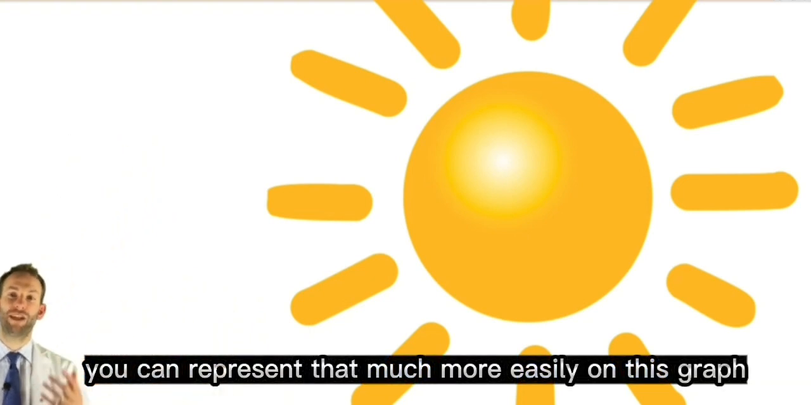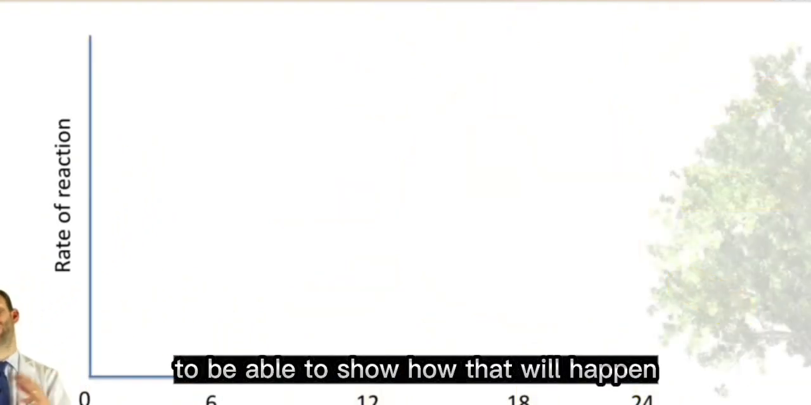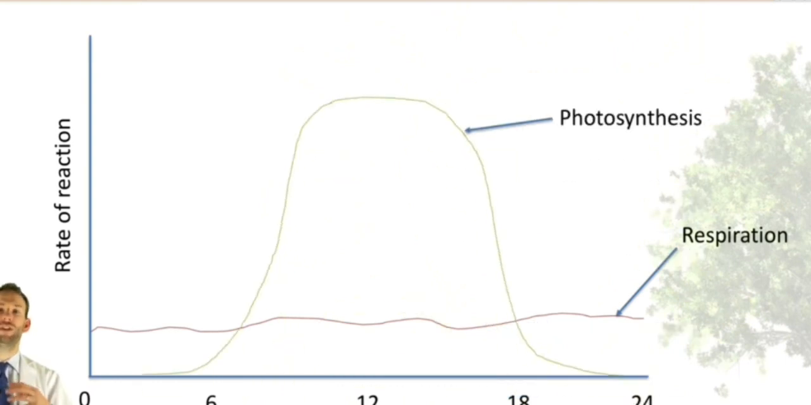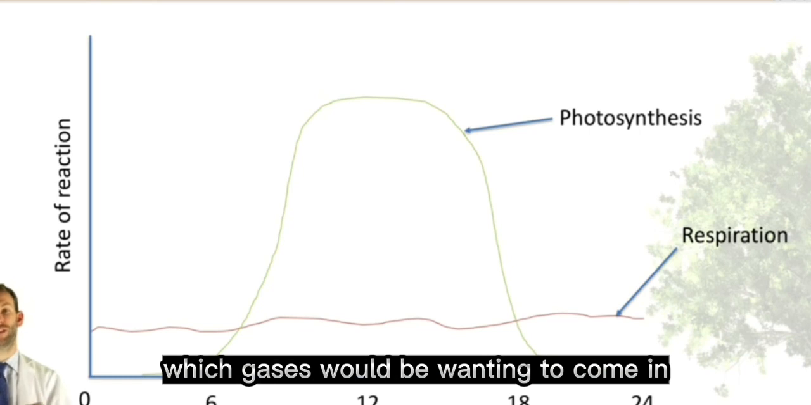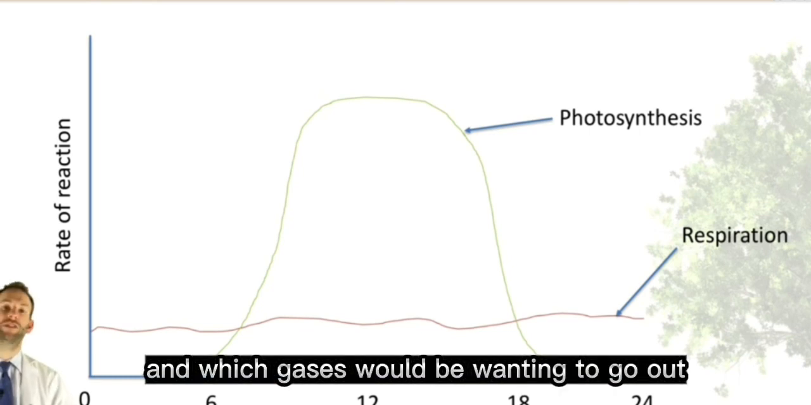You can represent that much more easily on this graph to be able to show how that will happen, and therefore thinking about what time of day it is, you'll be able to work out which gases would be wanting to come in and which gases would be wanting to go out.